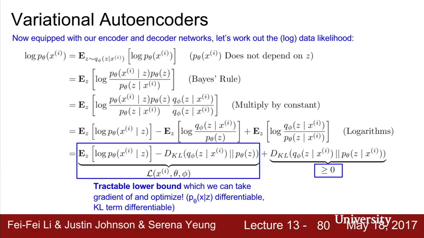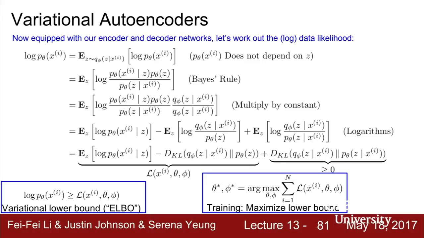And so what we'll do to train variational autoencoders is take this lower bound and maximize it instead. So we're optimizing a lower bound on the likelihood of our data. That means that our data's likelihood is always going to be at least as high as this lower bound that we're maximizing. And so we want to estimate parameters theta and phi that allow us to maximize this.